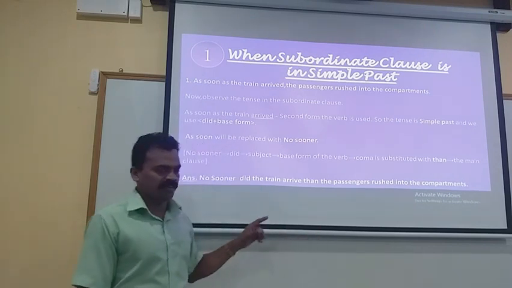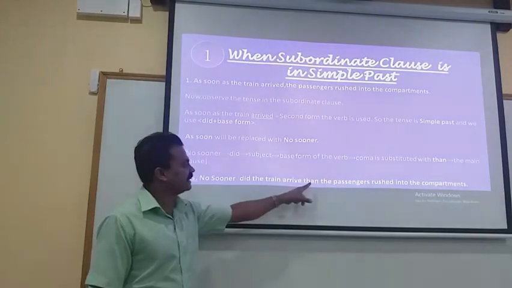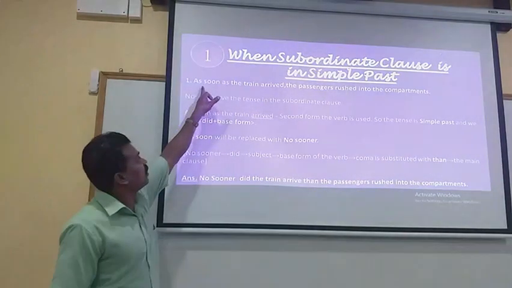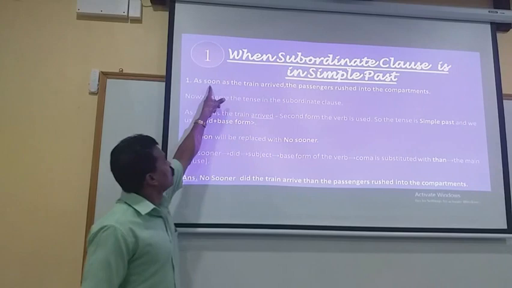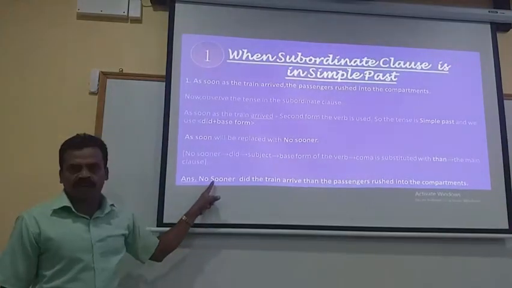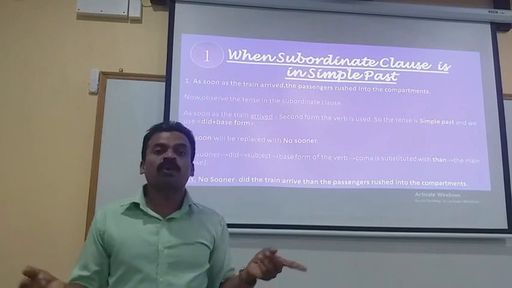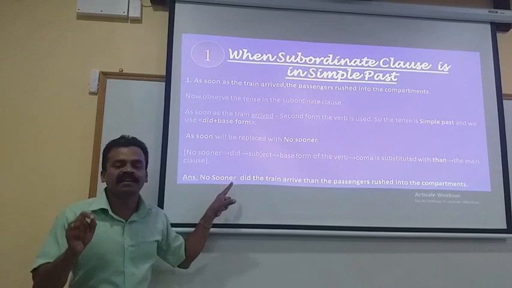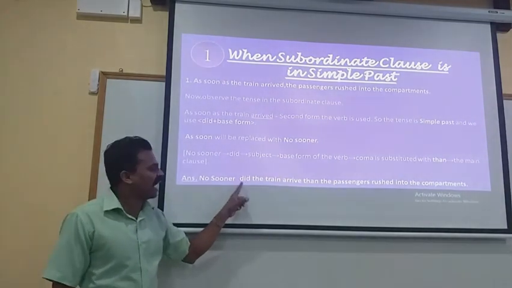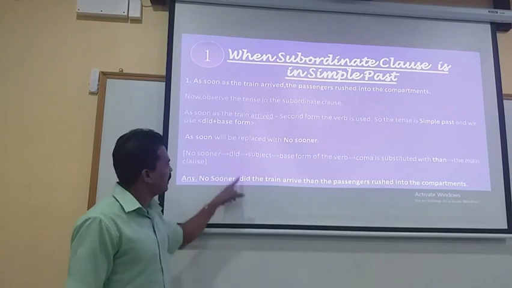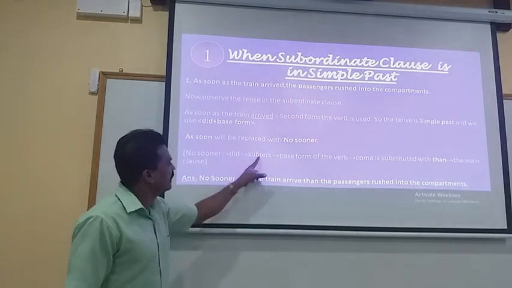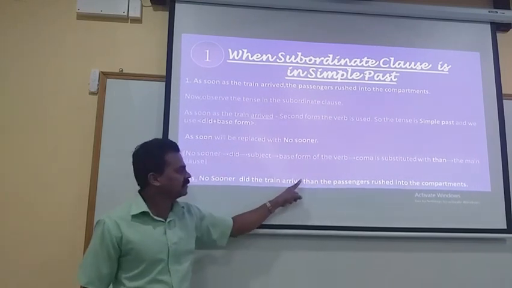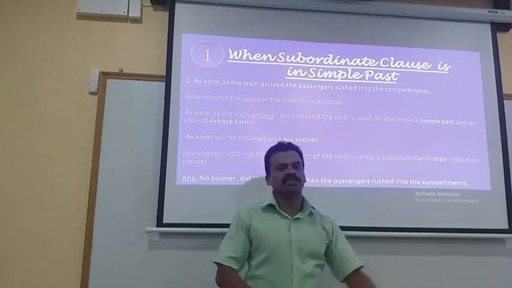So therefore our answer will be, no sooner did the train arrive. So we have substituted as soon as with no sooner. This was our question: as soon as the train arrived. So as soon as is replaced with no sooner. And immediately after no sooner, place did if the statement is in simple past. And after did, the subject. So no sooner did the train arrive. The comma is supposed to be substituted with than. Than the passengers rushed into the compartment.